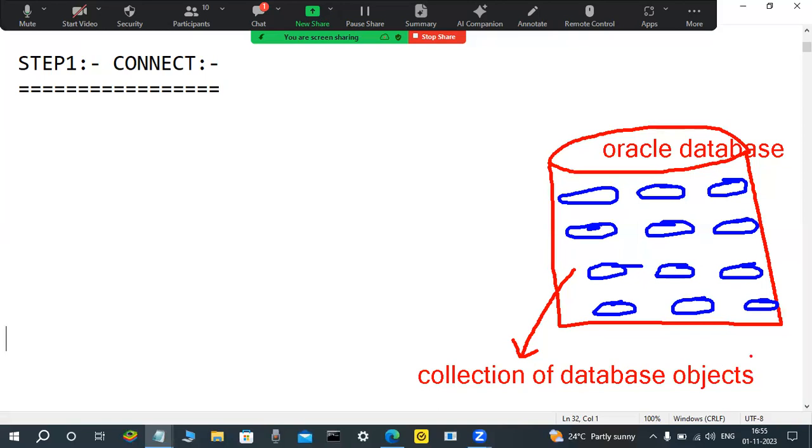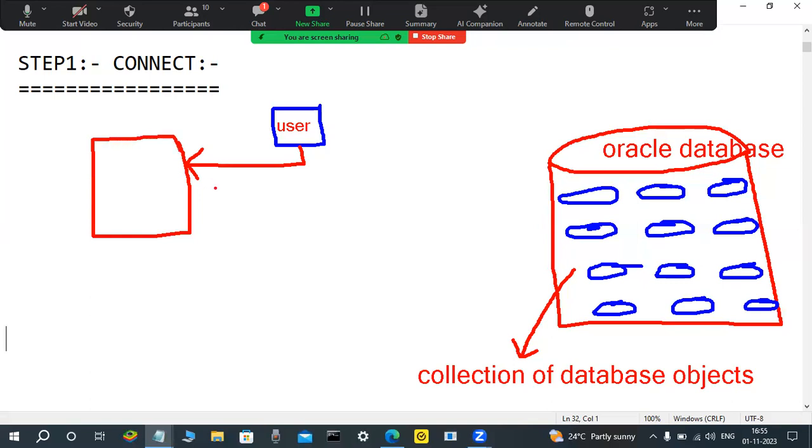Now check it out. Here, one user is there. This user first connects to the client tool. Any users connect to the client tool or query tool. This tool is also called a client tool or client-server attached. Client tool or query tool.